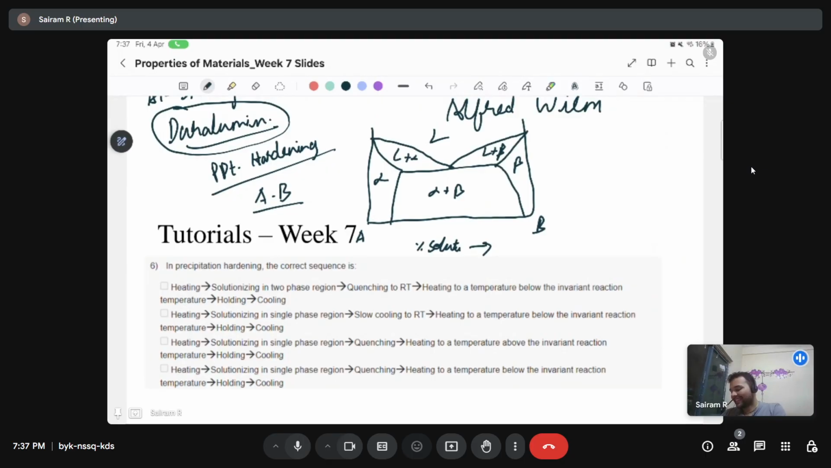Let's say we have the AB system, we have 100% A metal here, 100% B over here, percentage solute, and solubility as the line goes. And as you can see from here, this is the invariant reaction line, which is given by this. So this is the invariant reaction line, and this is the eutectic reaction point.